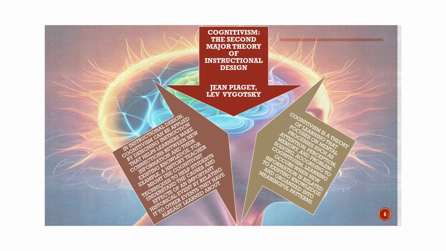In instructional design, cognitivism can be applied by designing instruction that helps learners make connections between new information and their existing knowledge. For example, a history teacher might use cognitivist techniques to help students understand the causes and the effects of an important historical event by relating it to the events they have already learned about.